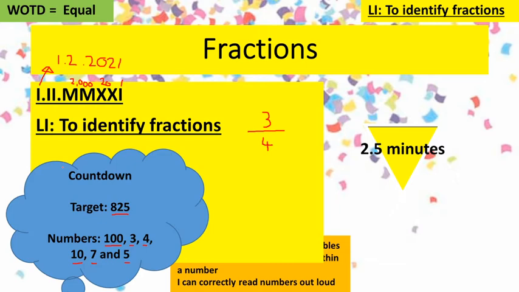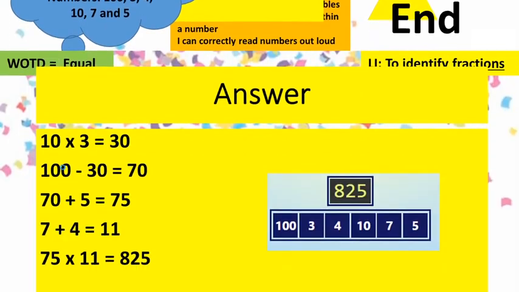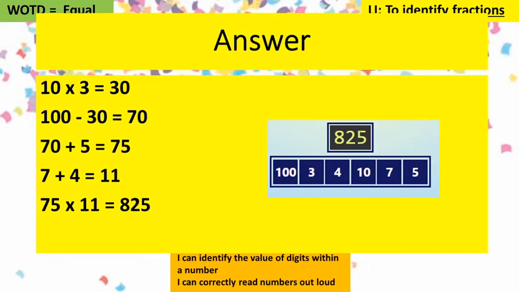Okay, let's have a look at the answer or method that I found to reach that target. Okay, so our target once again was 825. We've got 100, 3, 4, 10, 7 and 5, and as I've done in the past, I'm just going to tick them off as I use them. So we've got 10 times 3, which is 30, and then we've got 100 minus 30, so we've used 100, and we've used the answer we've got here. So 100 minus 30 is 70, 70 plus 5 is 75, 7 plus 4 is 11, so now we've used all of our numbers, and then we multiply 75 by 11, which is 825.